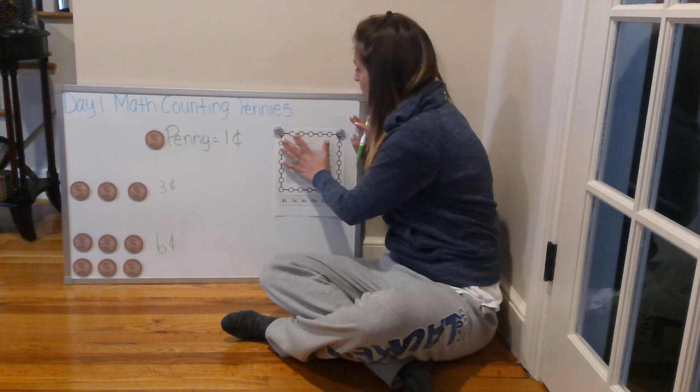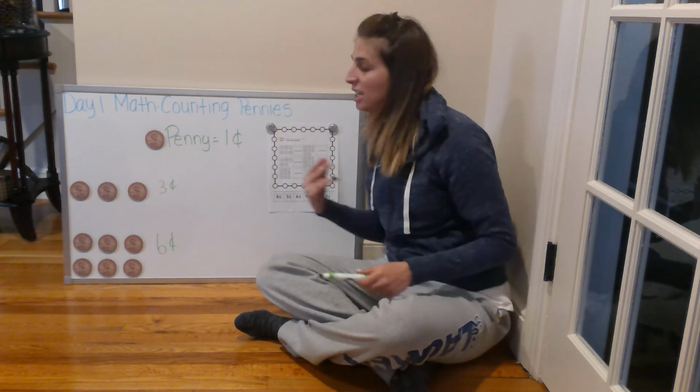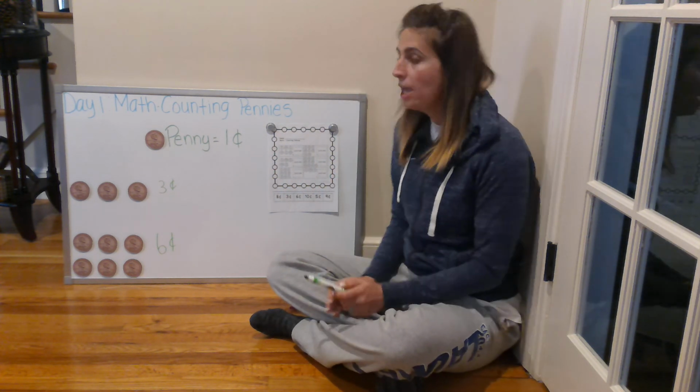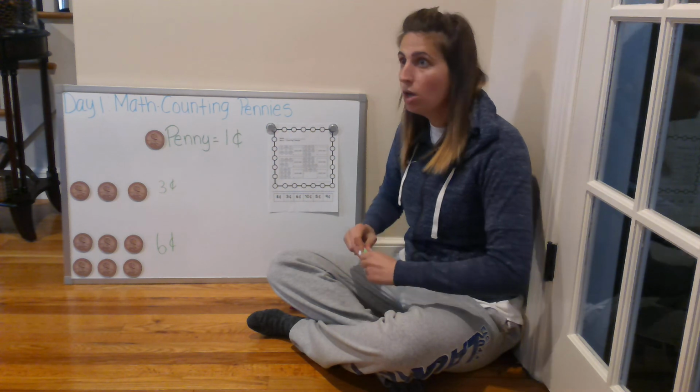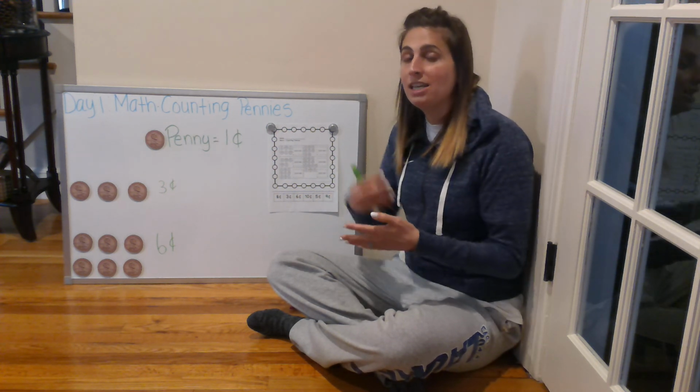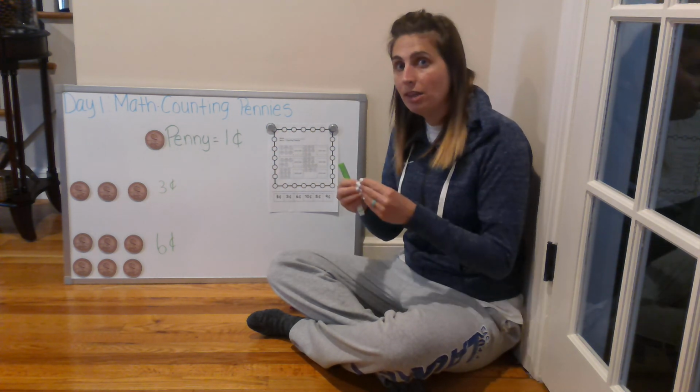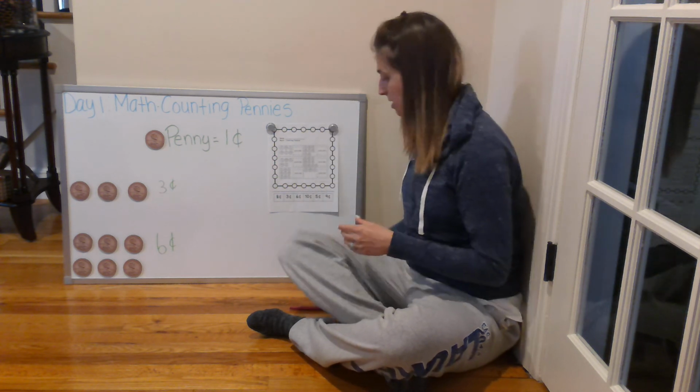Now the worksheet that we are going to be doing is more of a review. So it should be very simple and very easy for everyone to do. That way it can help us advance our skills when we start calculating like and unlike coins.